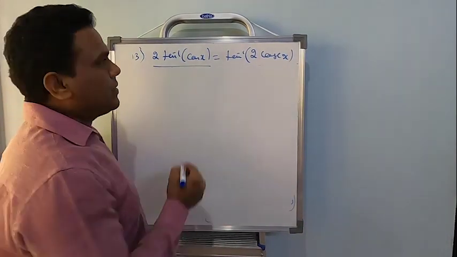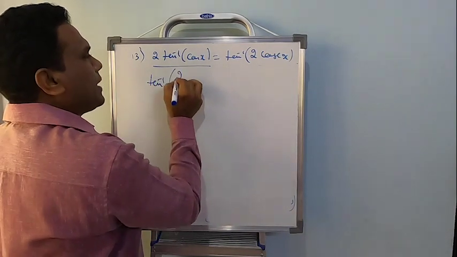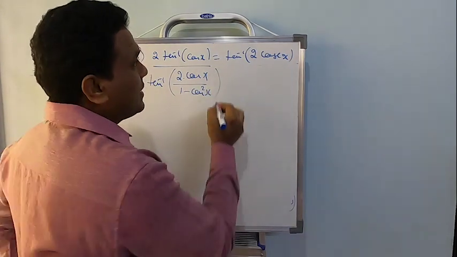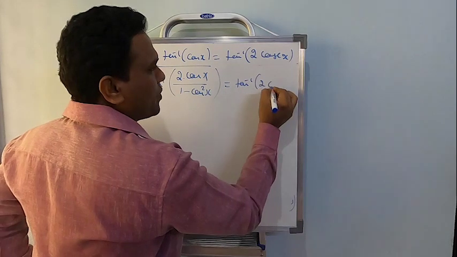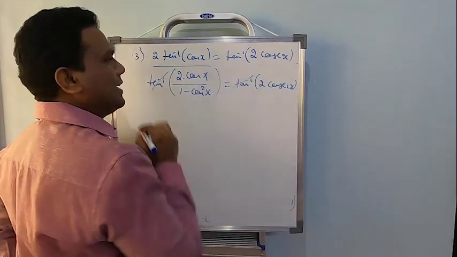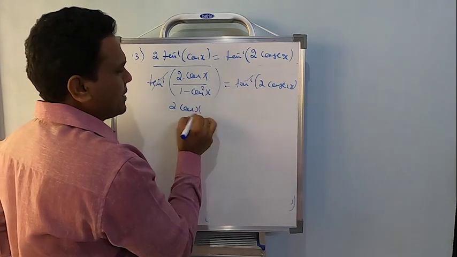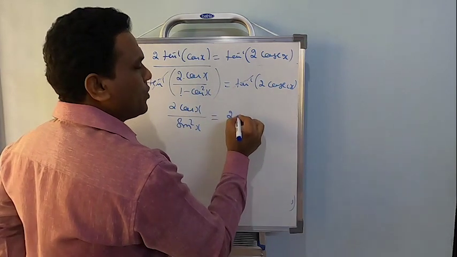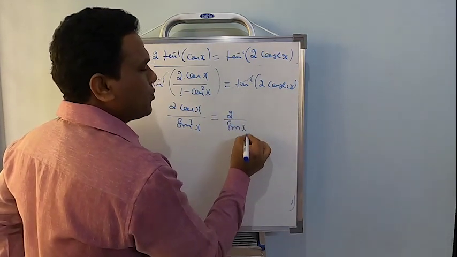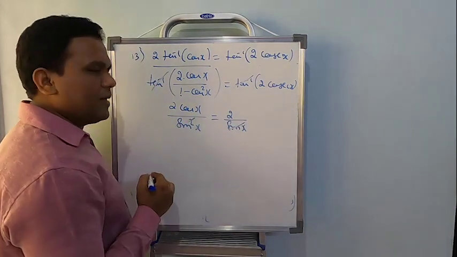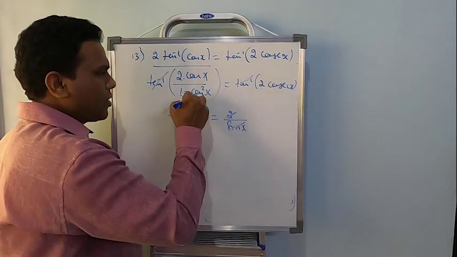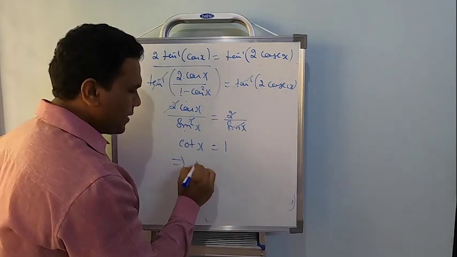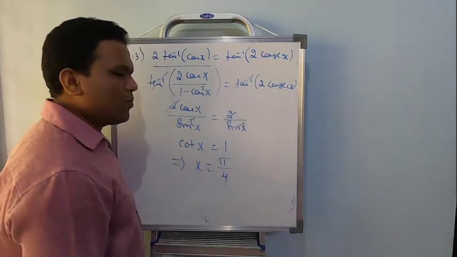It's just like 2 tan inverse x. We have a formula: 2 tan inverse x equal to tan inverse of 2x by 1 minus x square. Use that formula. Then on the right side, retain tan inverse of 2 cosecant x. Eliminate tan inverse. 2 cos x by 1 minus cos square. What is 1 minus cos square? Sin square x is equal to 2 cosecant x. Cosecant can be written as 1 by sin. Correct now? One power of sin will be eliminated. 2 is also eliminated. Cos by sin will be cot x. Cot x equal to 1. This can happen if the value of x is equal to pi by 4.